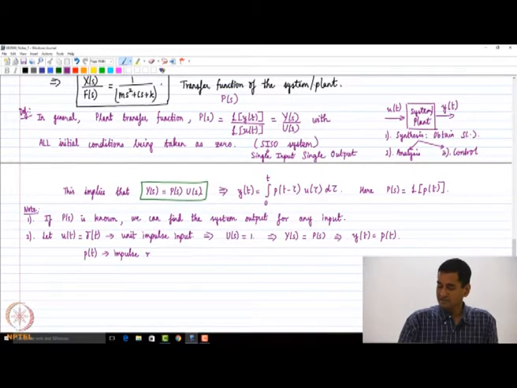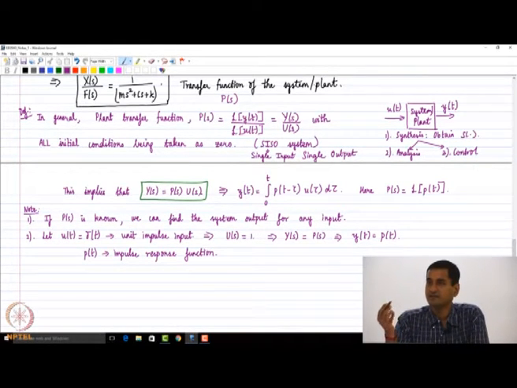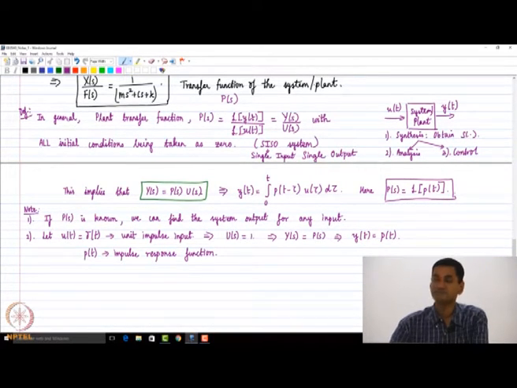So what does this mean? That means that I provide a unit impulse input to the system, and then I find out what the output is. That is essentially what is called the impulse response function. And the Laplace transform of the impulse response function is the plant transfer function. Why? Because you can see here, P of s is going to be equal to the Laplace transform of P of t.